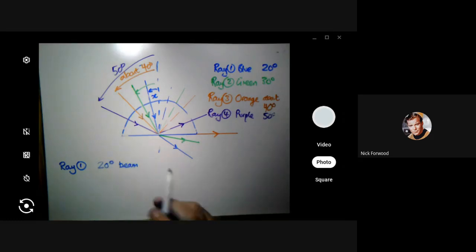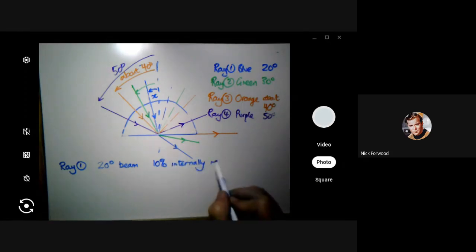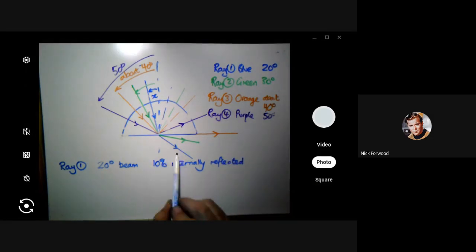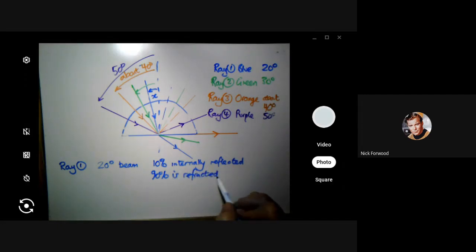And about 10% is internally reflected. Which means that about 90% emerges. 90% is refracted out into the air. And that just does the normal rules of Snell's law.